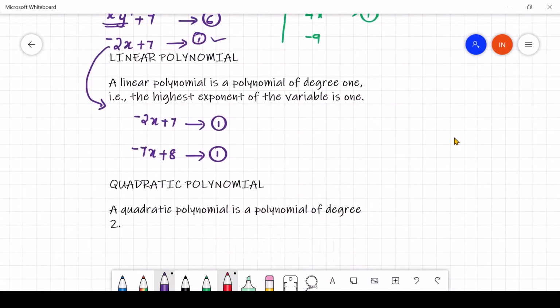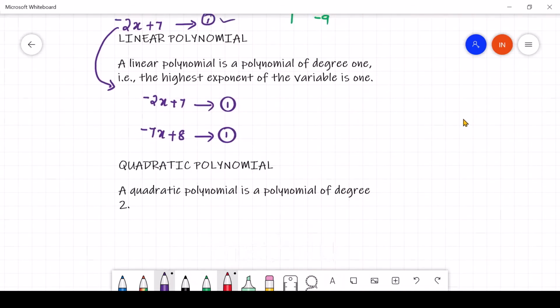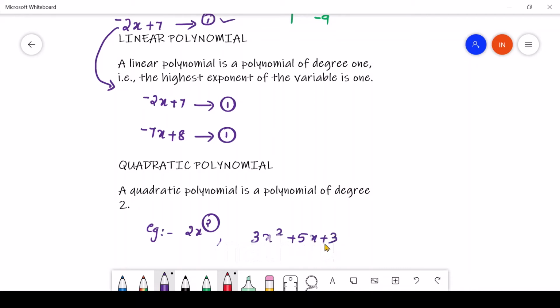Let's see now what a quadratic polynomial is. A quadratic polynomial is a polynomial of degree 2, right? Let me give an example for this: 2x squared. Here the highest power, the degree, is 2. Another one, 3x squared plus 5x plus 3. So here also you can see the highest power, that is the degree, is 2.